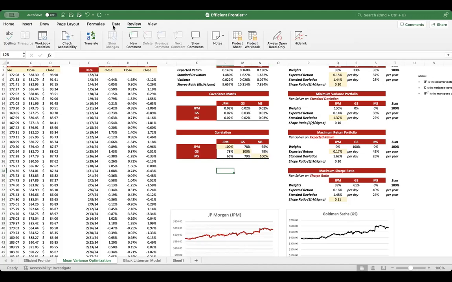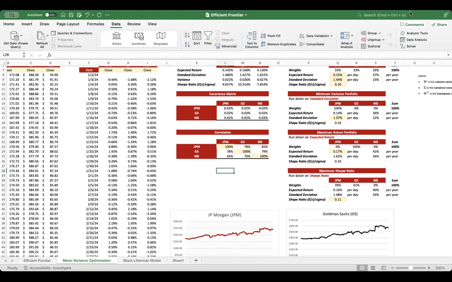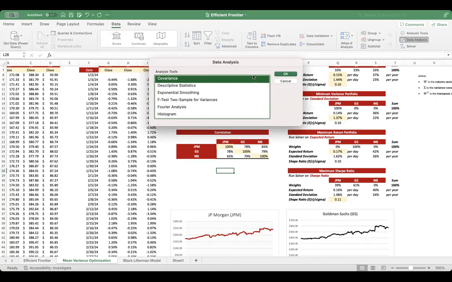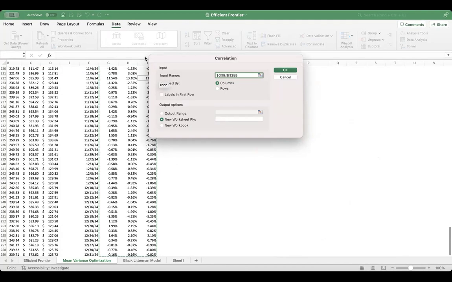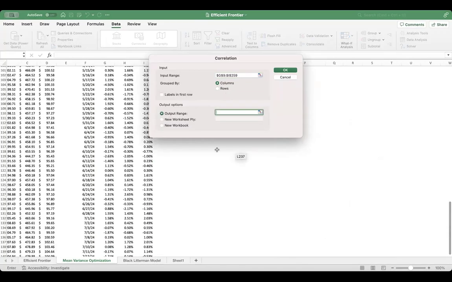I'll click on data, then data analysis, then correlation, and click OK. Similarly for input ranges, again the same thing. We'll give our daily returns for all the three stocks. The output range, let's say, is here. I want my output to be here, and just click OK.